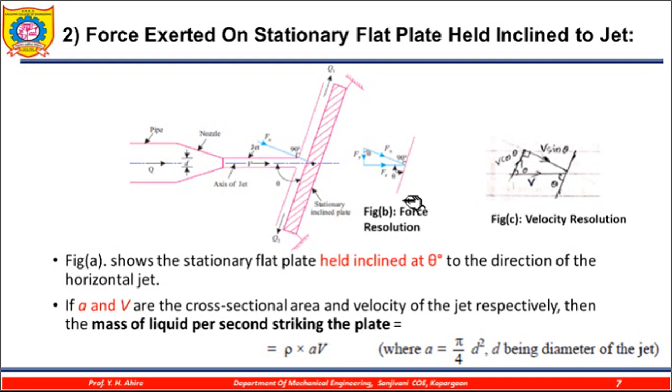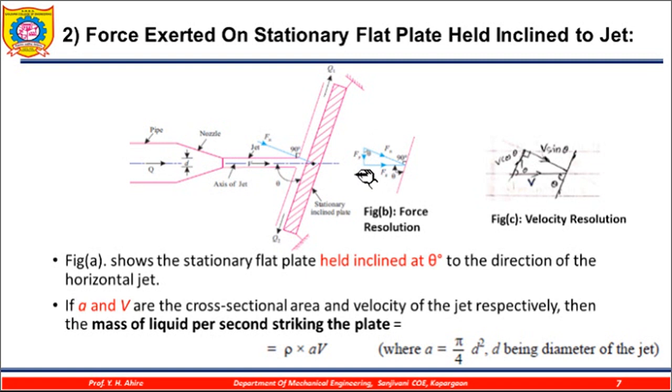So this is the surface of the inclined plate. Fn is perpendicular to the plate. We are resolving that Fn force, the normal force on the plate, into the x direction. What is the x direction? It is the direction of the jet, and that component is called Fx. The second component of the normal force is resolved along the y direction. Y means it is perpendicular to the x direction. X means the initial direction of the jet. So this is normal to the direction of the jet. That is the y direction.